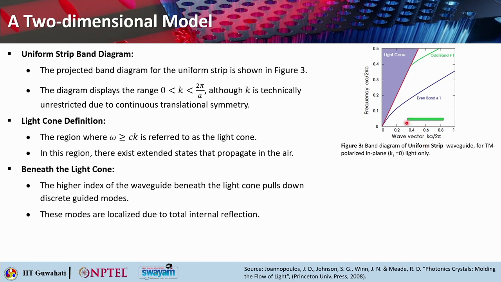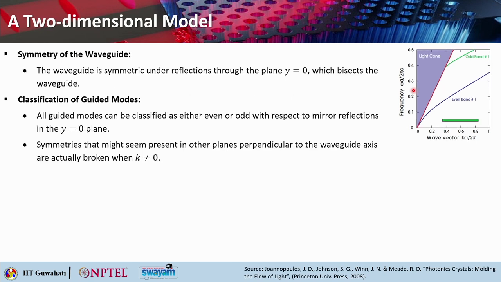The higher index of the waveguide beneath the light cone pulls down these discrete guided modes, and these modes are localized due to total internal reflection. So how does the symmetry of the waveguide help? This waveguide has a symmetry plane at y equals 0 that bisects the waveguide. You can think of a horizontal plane, as I told you. Why are we using that? It can be used for classification of the guided modes. All guided modes can be classified as either even or odd with respect to mirror reflection in the y equals 0 plane.